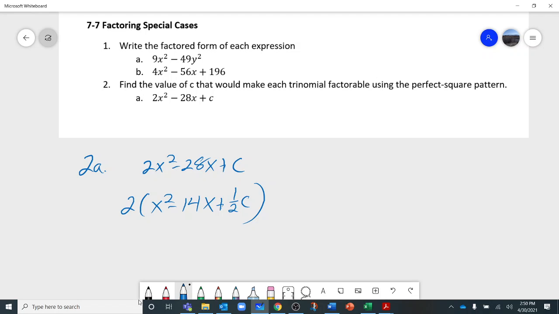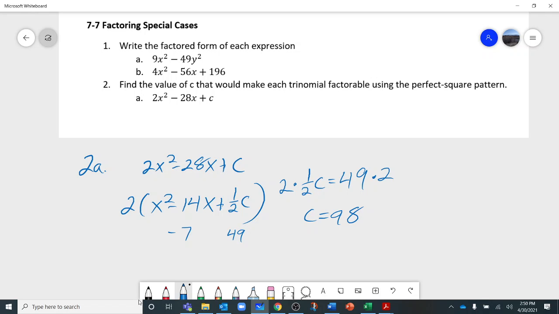What I need here is very similar to what I had in the last one, where if I divide my middle term by 2, I get a negative 7. And if I multiply negative 7 times itself, I get a positive 49. And so what I need this 1/2 c to be is 49. If I multiply both sides by 2, or divide by 1/2, which is the same thing, we get c is equal to 98.